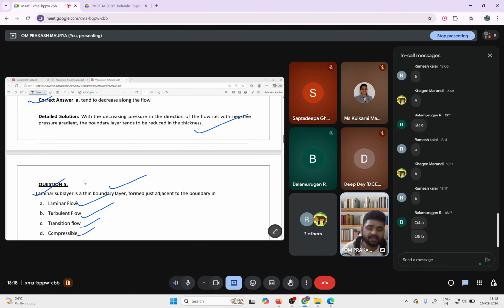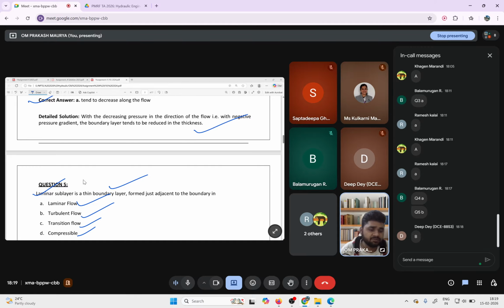Okay, Bala is telling B option, in turbulent flow. Okay, Deep is telling B option. Everyone, please just try to write here, because we have already discussed this in the 2025 assignment. So please, the question is just formatted in another form.